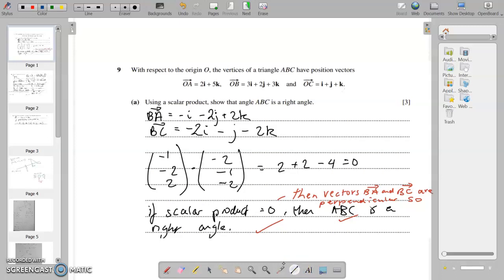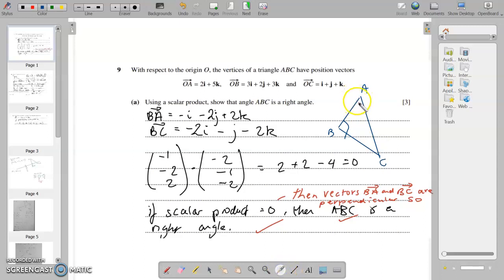Section 9. First bit's fine. Show that the angle ABC is a right angle. Let's just draw it. So let's say that's A, and that's B, and that's C. Need to show that's a right angle.